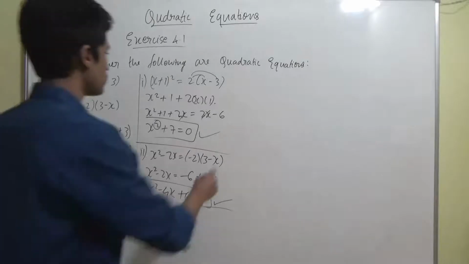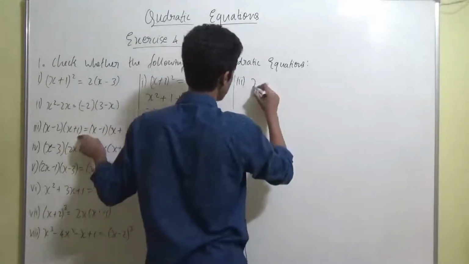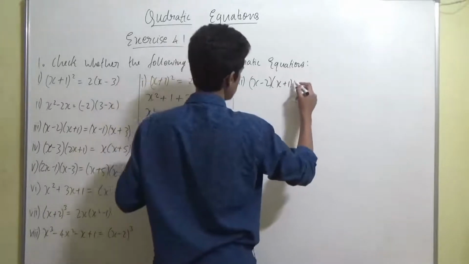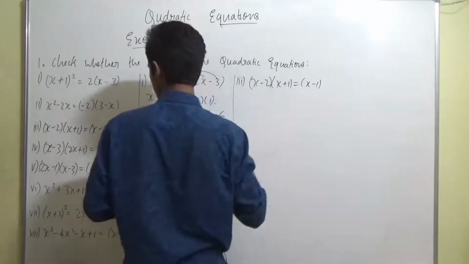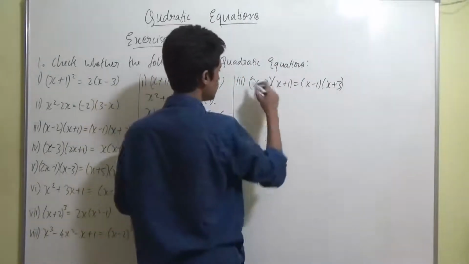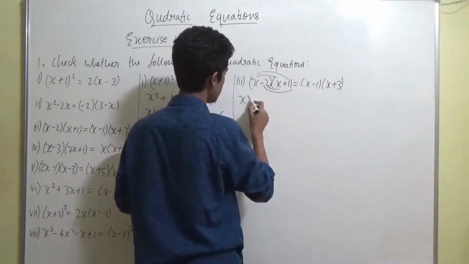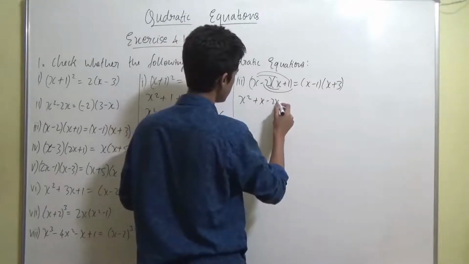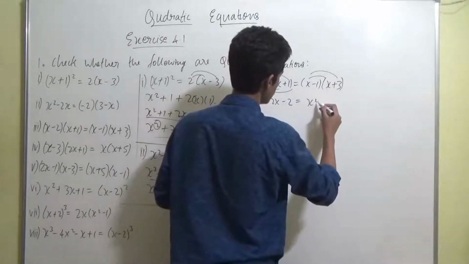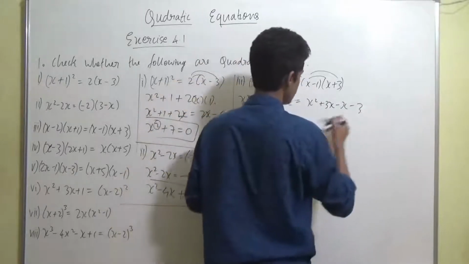Now let me go to the third sub question. In the third sub question they have given (x minus 2)(x plus 1) equal to (x minus 1)(x plus 3). Now let me start expanding it. Right, this is going to become like this. You'll start multiplying them, right? So x square plus x minus 2x minus 2 equal to, this will become x square plus 3x minus x minus 3, right guys?